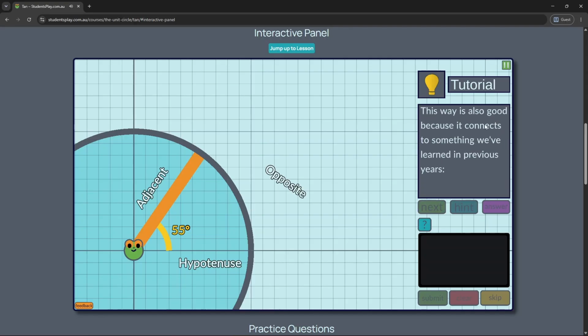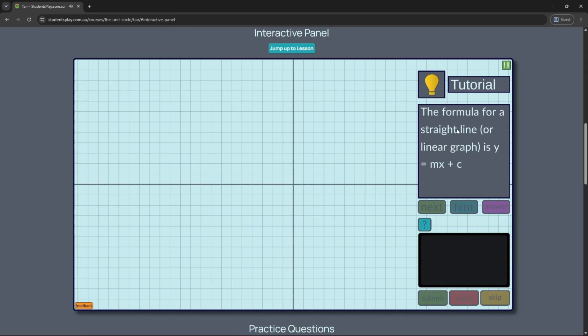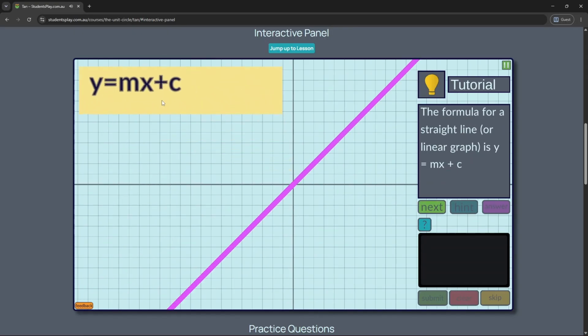All right, now let's go through this third one more thoroughly. This way is also good because it connects to something we've learned in previous years, linear graphs and their equations. We'll do a quick recap now. If you've forgotten, don't worry. The formula for a straight line or linear graph is y equals mx plus c. So any graph that has a straight line as the equation, as the line, it's going to have an equation that looks like this: something times x plus something else.